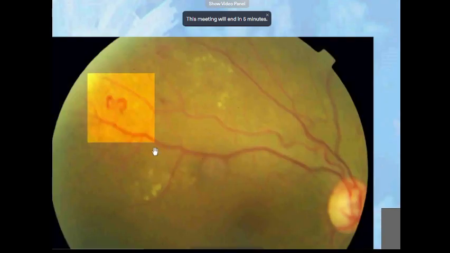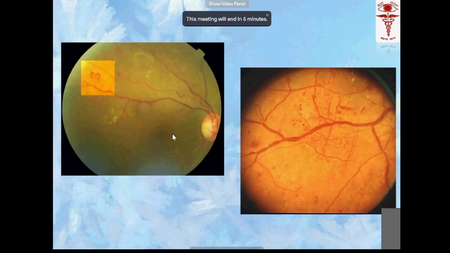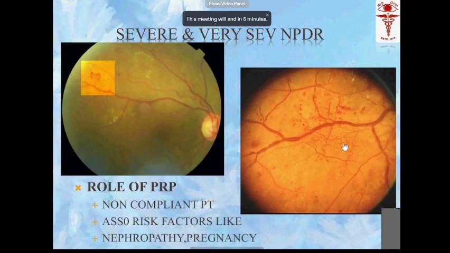If all these changes are present, it is called severe diabetic retinopathy, severe NPDR. If there are extensive hemorrhages in all quadrants, venous beading and looping, and IRMA, these three are the criteria to tell if it is severe NPDR or not. If only one is present, it is severe. If two, like venous beading and IRMA, are present, it is called very severe diabetic retinopathy. So how are you going to treat them? For them, we have to do pan-retinal photocoagulation. Okay, just know that, that is enough.